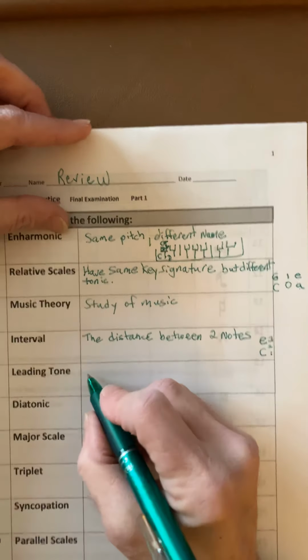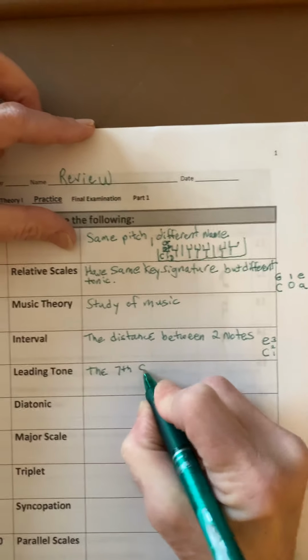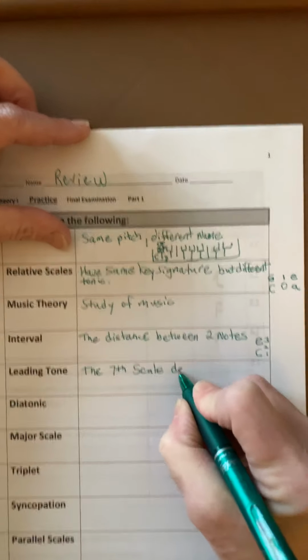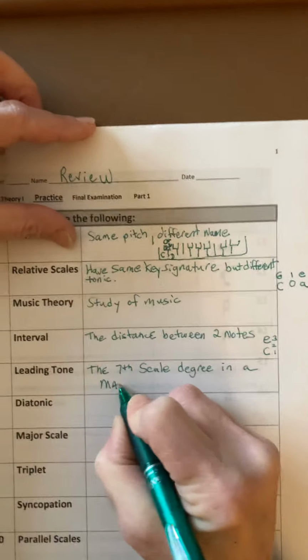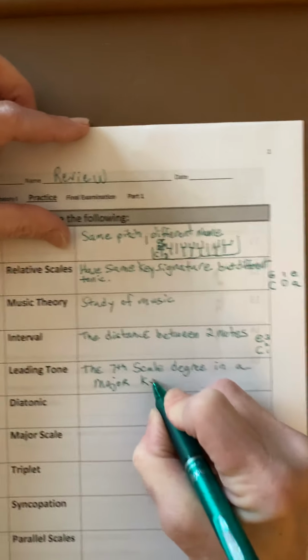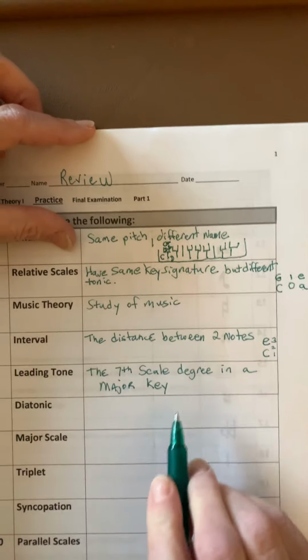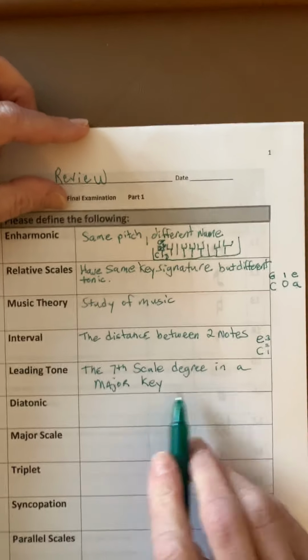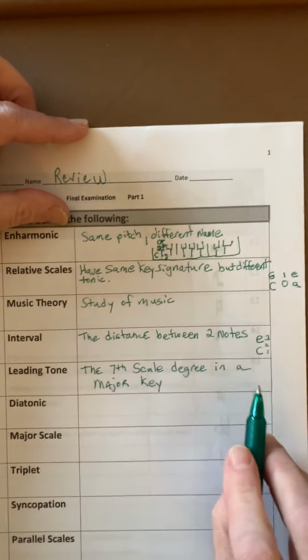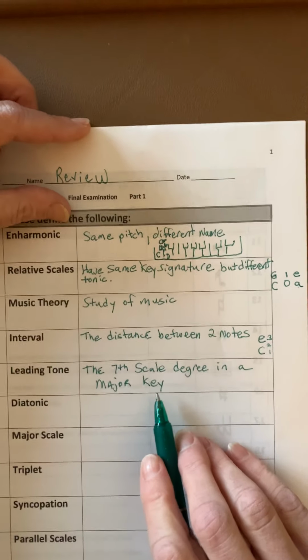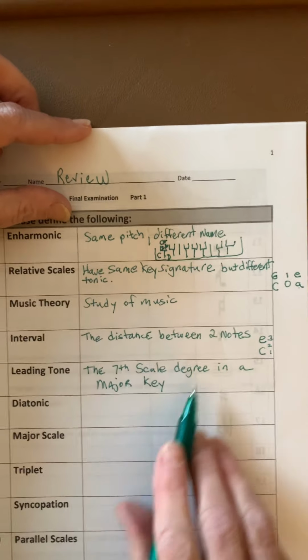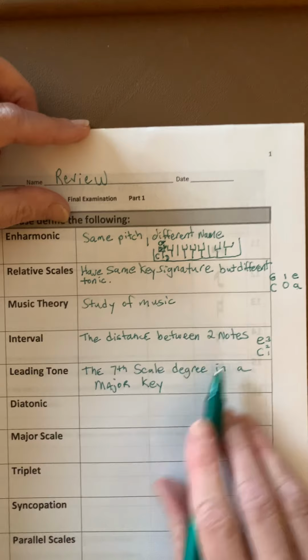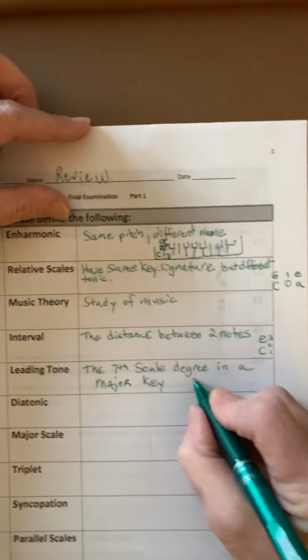Okay, a leading tone is the 7th scale degree in a major key. Because in a minor key, it would be a subtonic. It would be a whole step from the tonic. And in a major key, it's the leading tone. The 7th tone is the leading tone because it wants to go up to that tonic, T. It would be T in the scale.